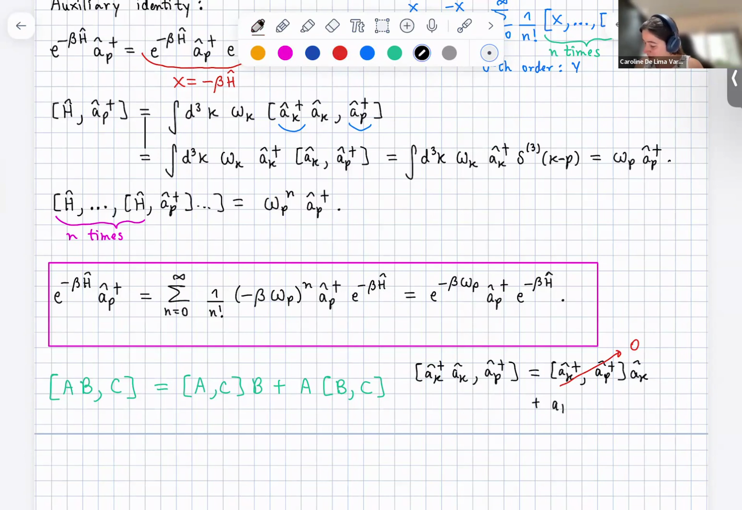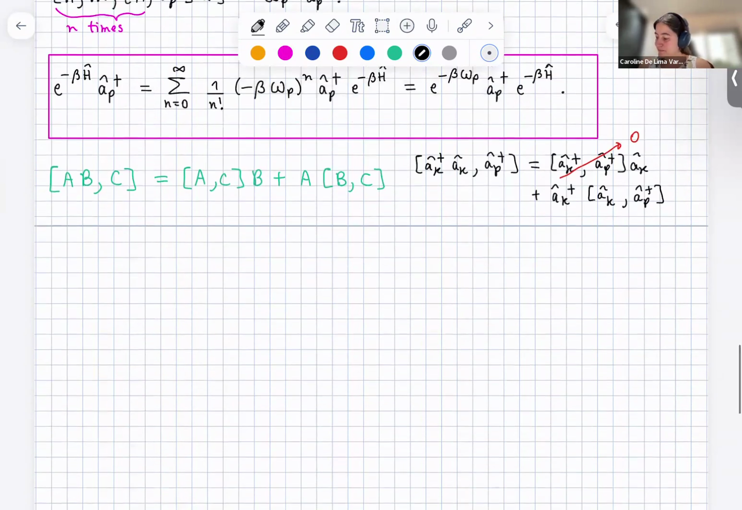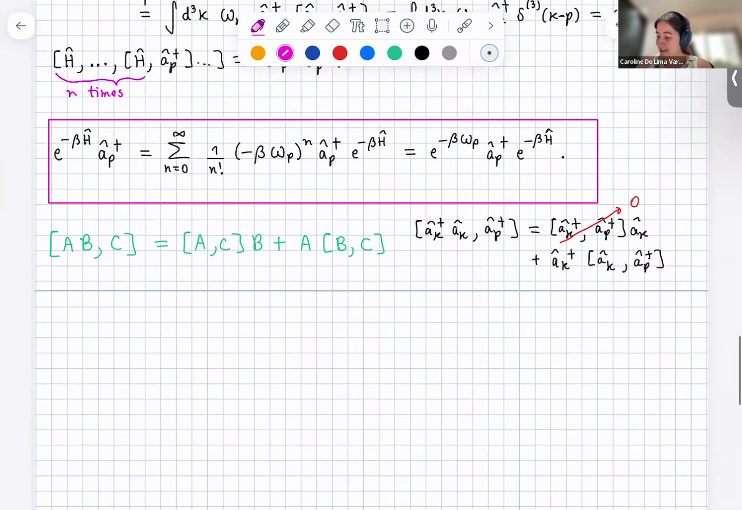So the other one would be AK dagger times AK with AP dagger. This is the only one that I wrote. Sorry if I was too fast, but I hope now it's clear. Okay, so again, this identity is going to be important. We're going to use it a lot.